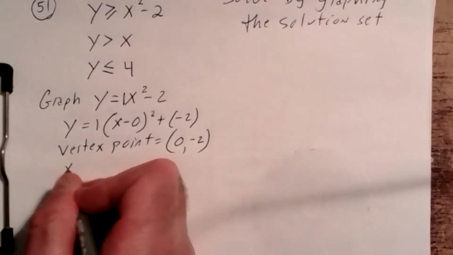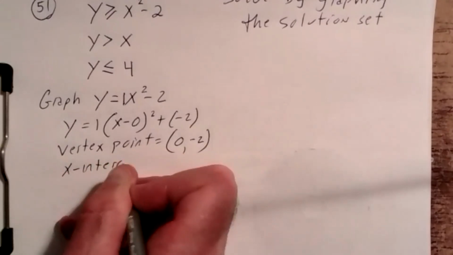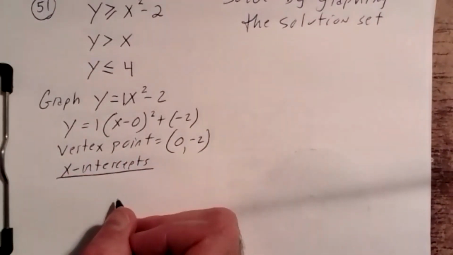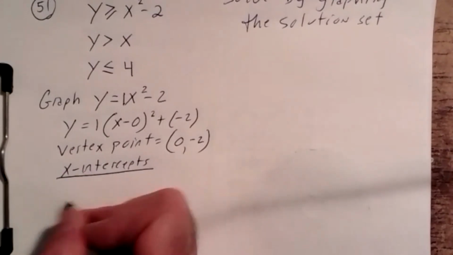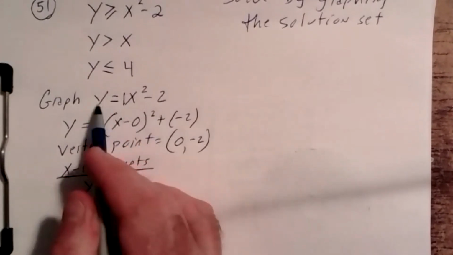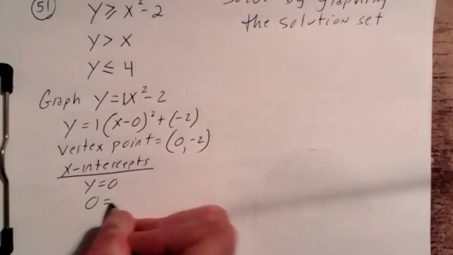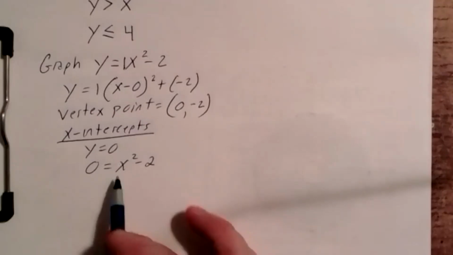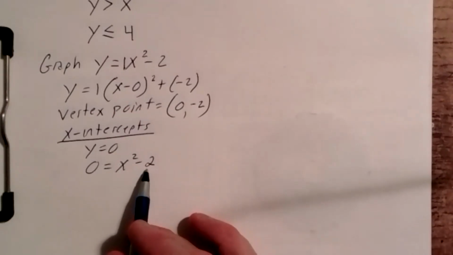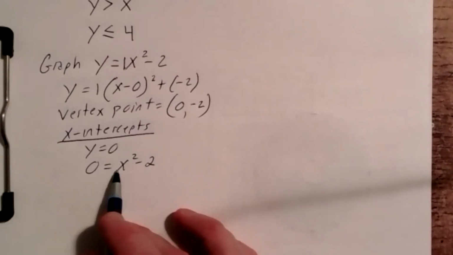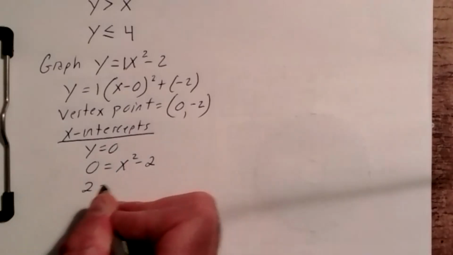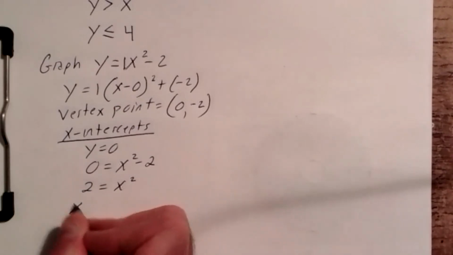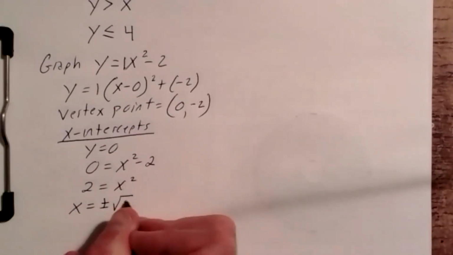Just curious. How would we find x-intercepts? What do we set equal to 0? Y. Therefore, let y be 0. Now we're having to solve this quadratic equation. There's many ways to solve this quadratic equation. Probably the easiest way here is to use a square root method. Let's isolate x squared on the right side by adding 2 to both sides. Now we take the square root of both sides. So therefore, we have x is equal to plus or minus square root of 2.